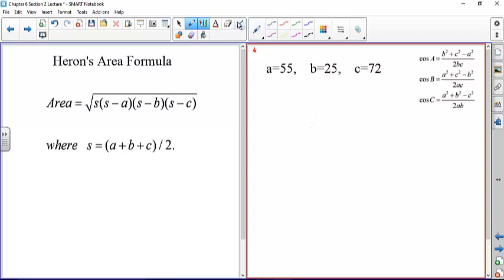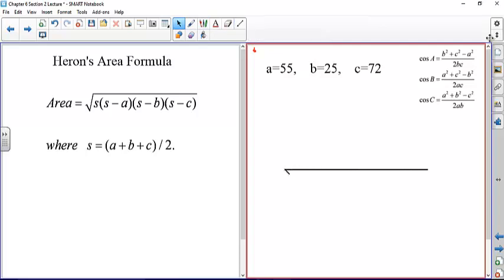And you know, I could sketch this just to get an idea. I'm going to draw the horizontal side to be the longest side, and then you're going to have one side that's shorter like that, and another one, one side that's longer.